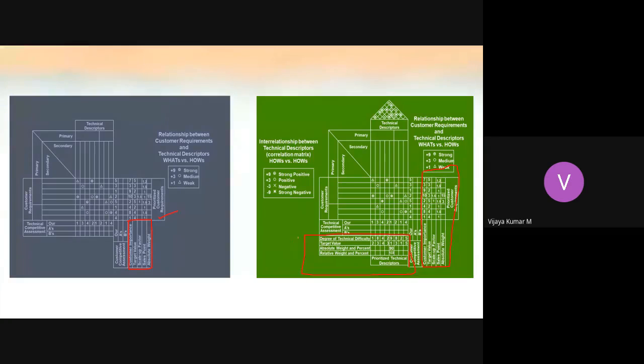as well as this. These are the things we have to calculate: degree of technical difficulty, target value, absolute weight and percentage, relative weight and percentage. Here, I will calculate customer importance, target value, scale of factor, sales point, absolute weight. In this way, I will calculate the performance measures on the customer side, and the performance measures on the technical side, so that at the end you will get some weightages. Relative weightage is the most important factor.